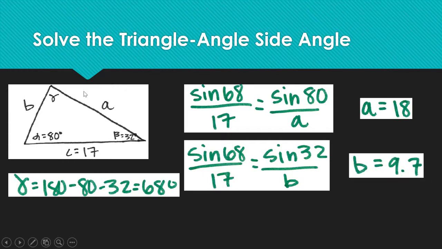I can double check and say, okay, my biggest angle was 80. My biggest side was 18, so that's about right. My smallest angle is 32, and my smallest side was 9.7. So that matches up. That tells me I should be pretty good.